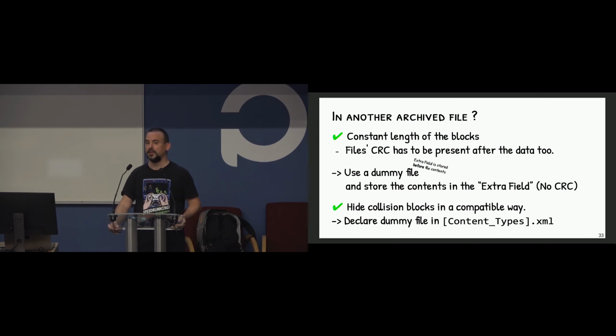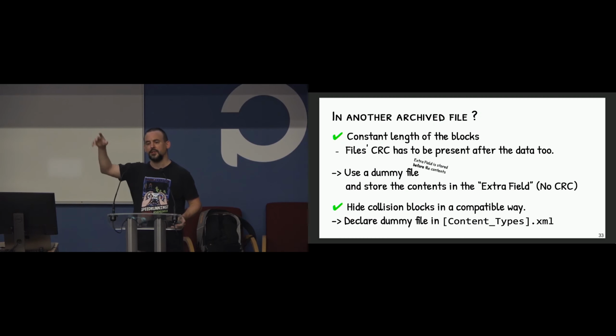Now you need to have constant CRCs, and there is also the problem: where do you store the collision blocks? The collision blocks, you can store them in what is called the extra field of the zip, which is something used for the high precision timestamp and these kinds of things, or the mark of the web.